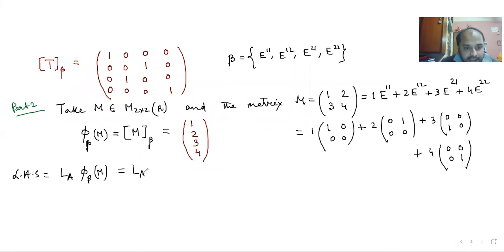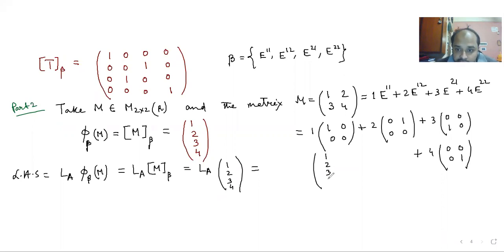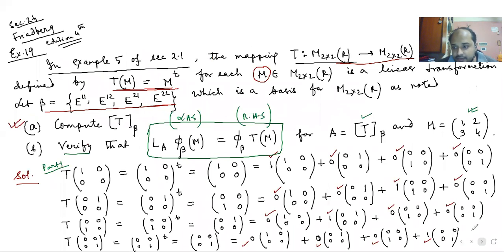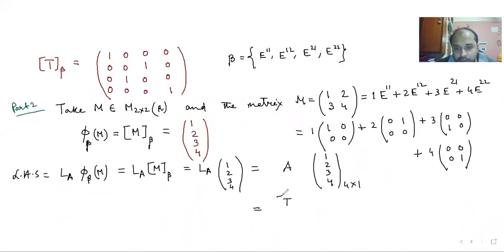So that is LA applied on m beta. That means LA applied on 1, 2, 3, 4. And that is what we are going to multiply: 1, 2, 3, 4, which is a 4 by 1 matrix, with a matrix capital A, which, according to the question, is T beta. So we are going to multiply this by T beta from the left hand side.